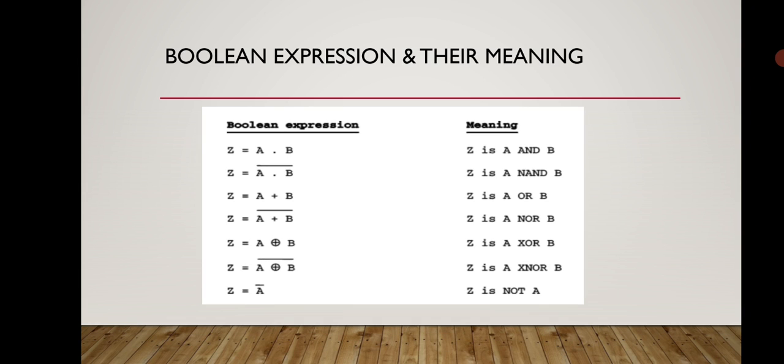Coming to the Boolean expressions and their meaning, the first expression is z is equal to a dot b. A dot b is nothing but the multiplication, the AND operation taking place between a and b. A dot b whole bar is the opposite function of AND, that is the NAND gate. A plus b is an OR gate. A plus b whole bar is a NOR gate. A plus followed by a circle is always an XOR gate. A plus followed by a circle with negation will be an XNOR gate, and a bar across any expression will turn it into a NOT gate.